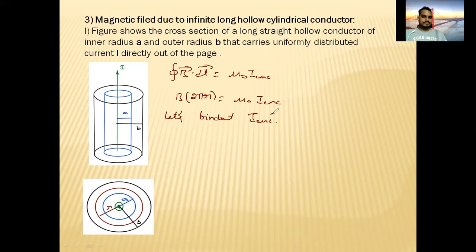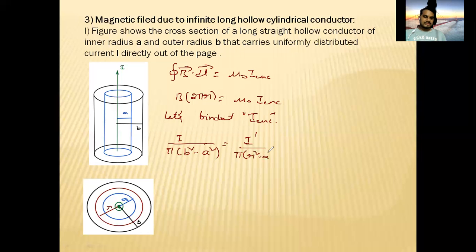I enclosed here. So for that I'm going to take current density, I by total area. Total area is pi B square minus pi A square, is equal to I enclosed, which I'm taking as I dash, by pi R square minus pi A square. So pi got cancelled, and we have I dash is equal to I into R square minus A square by B square minus A square. So we got it.